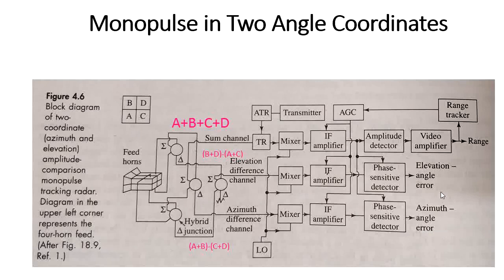So whenever we get an error in both elevation as well as azimuth angle, based on that value, we need to change the antenna direction in order to find out whether my moving target is following the predicted path or not here.